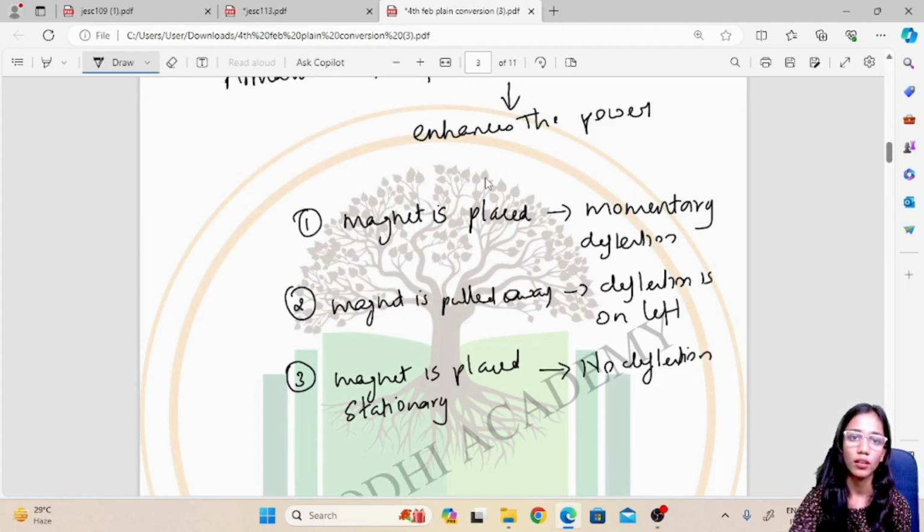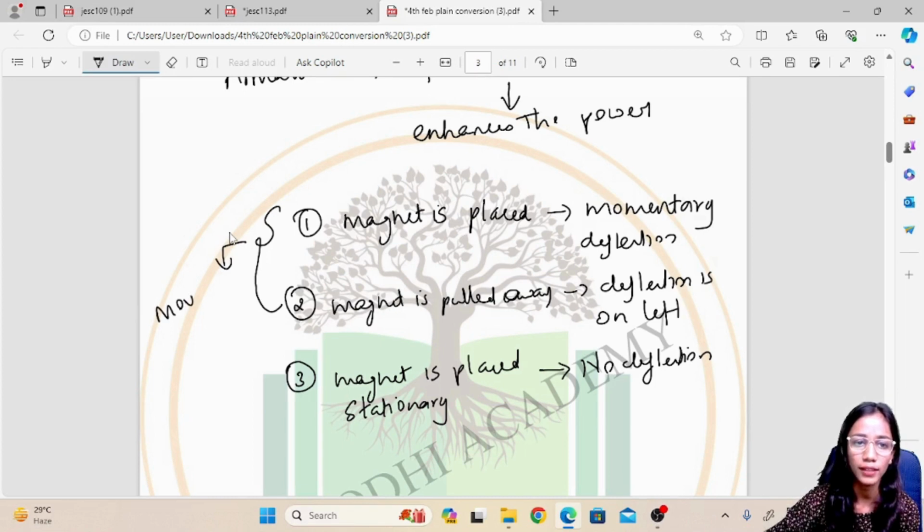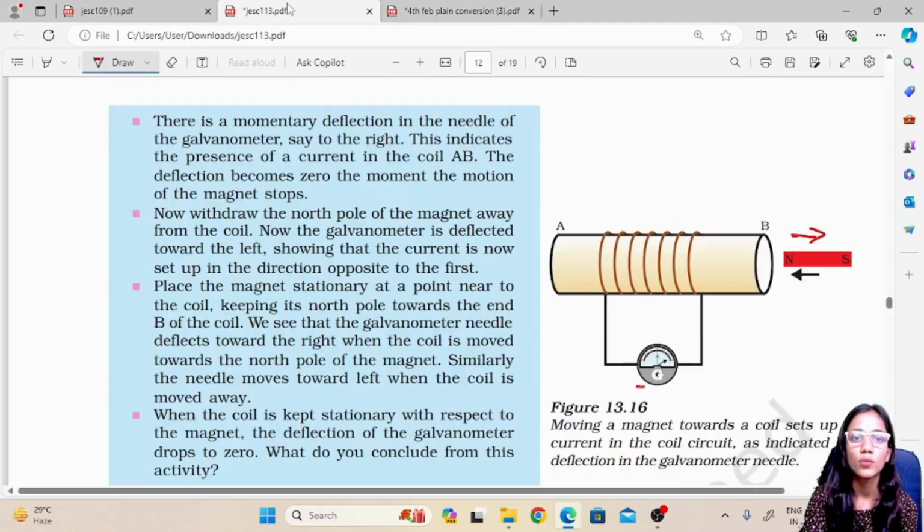Now what does this mean? When it was stationary, there was no deflection. Only when the magnet is placed and when it is pulled away, there is deflection. From these two observations we can conclude that the magnet was moving, and at that time only it shows deflection, but when it was stationary there was no deflection. So this suggests that a moving magnet can induce current in a circuit.